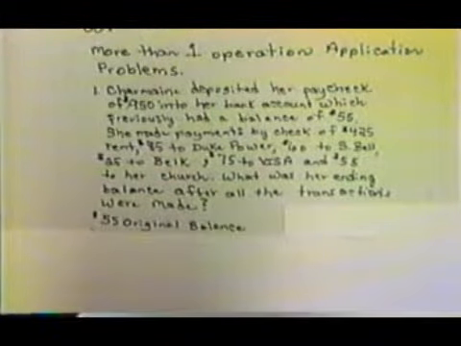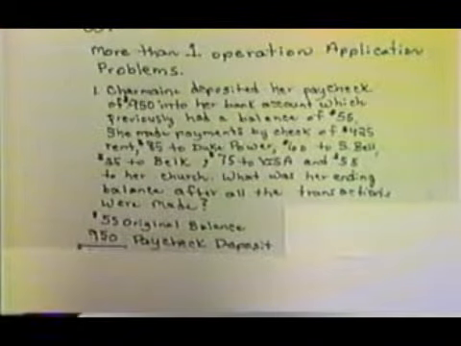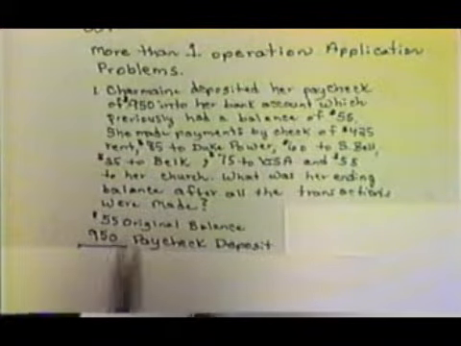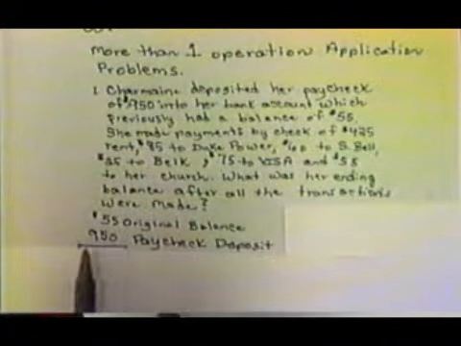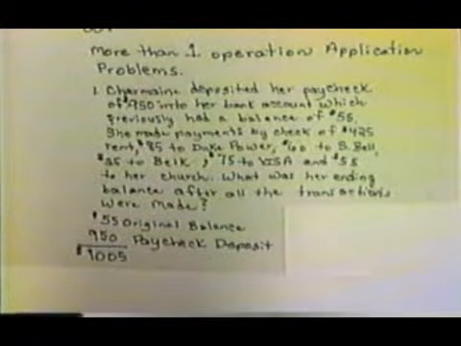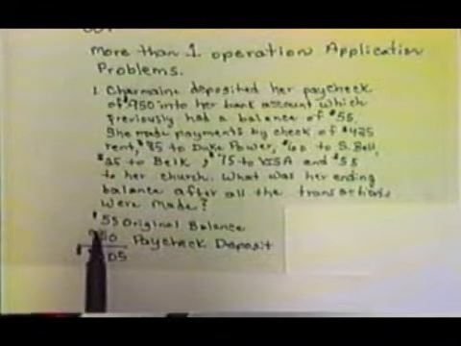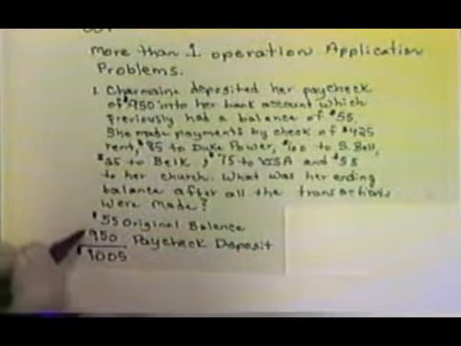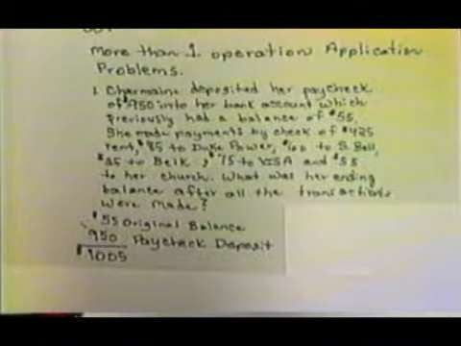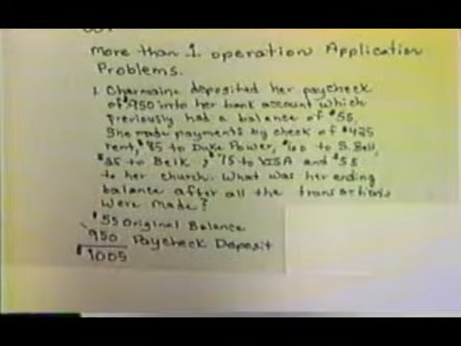So she originally had $55. She put her paycheck in. That was her deposit. So to get her balance now, we need to add those two together. So if we did that, we end up with $1,005. 5 and 0 is 5, 5 and 5 is 10, carry the 1, 1 and 9 is 10. So she'd have $1,005 in the bank after she put her paycheck in.